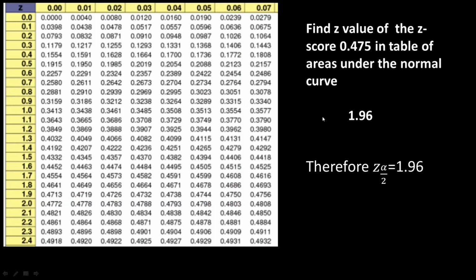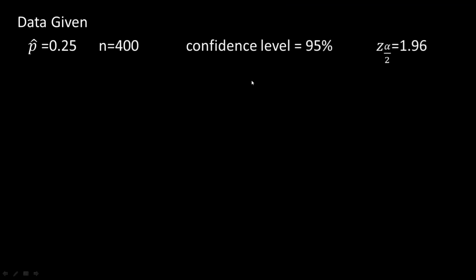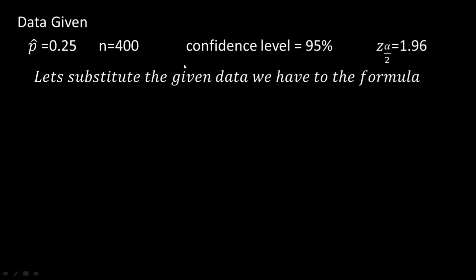So, since meron na tayong z-value, so we will go back to our formula. So, first, we have the data given. So, eto na yung given natin. The proportion is 0.25, n is 400, confidence level is 95%, and the z-value is 1.96. So, yung ating formula, isa-substitute lang natin yung ating given sa formula. So, LCI is equal to 2 times the z-value times the square root of proportion times the quantity of 1 minus proportion over n.